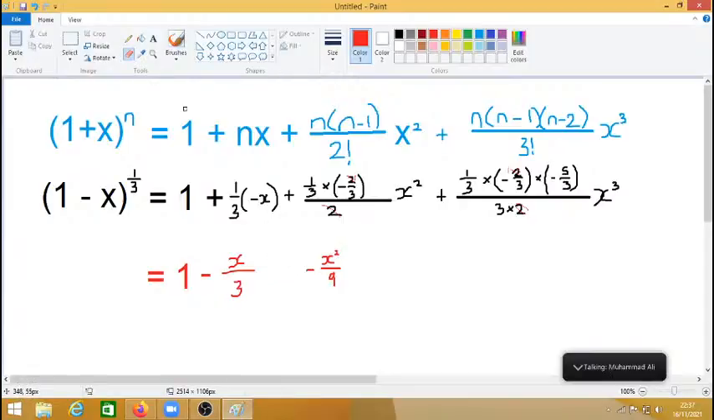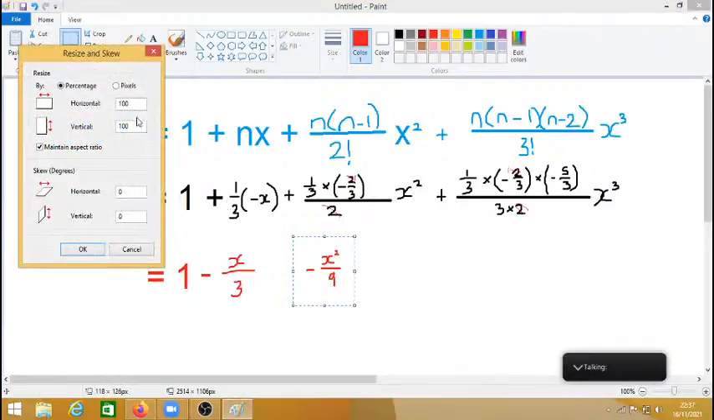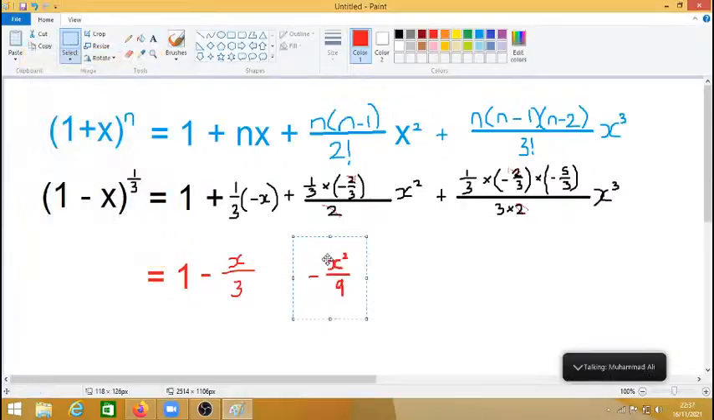Okay, so far so good. Let me just check I haven't missed out any signs. Okay, that's pretty good. Okay, and then on to the last term, which is the x cubed term. So we've got 1/3 times minus 1/3 times minus 5/3. The two minuses will cancel out. And on the top, we've got 1 times 1 times 5. So that's 5 on the top over 27. So I've got 5 over 27.